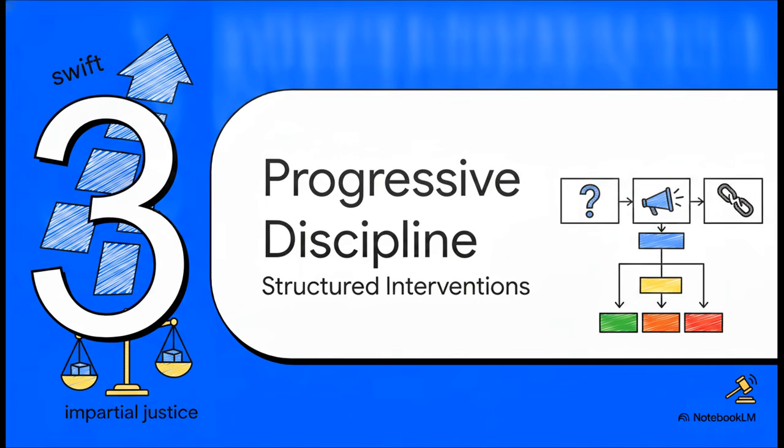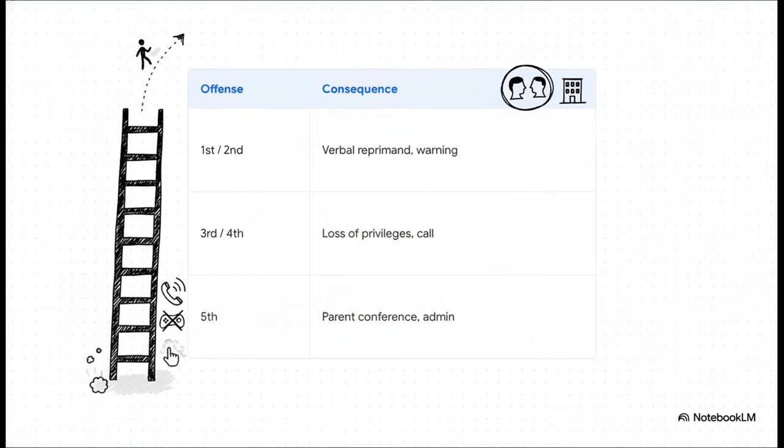Now, when those subtle hints and verbal reprimands fail and habitual rule breaking starts to set in, we move to Section 3, the progressive discipline model. Because justice in the classroom must be swift, it must be impartial, and it must be predictable. What's really powerful about this model is how it builds a ladder of accountability. A progressive discipline model clearly communicates an action-reaction chain to the entire class. It ensures every student knows exactly what reaction their actions are going to trigger.